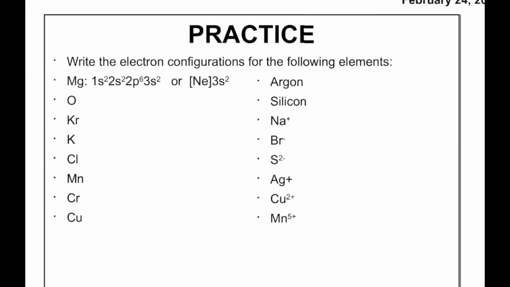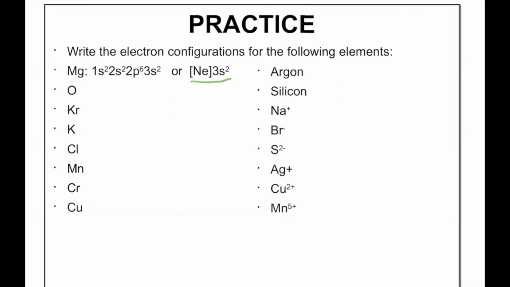So for practice, I'd like you to take a look at this practice page in your notes and try to write both the full electron configuration and the condensed electron configuration for these atoms and ions. Electron configuration is quite straightforward. The periodic table gives us so much insight, so use the periodic table for sure as you're doing this. And like always, practice makes perfect. So practice, practice, practice. Okay, good luck.